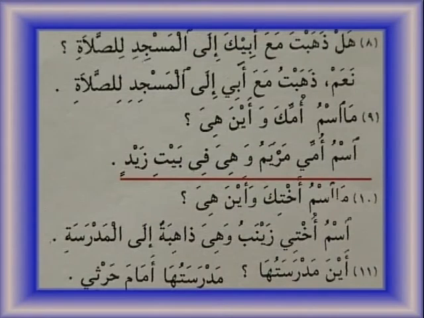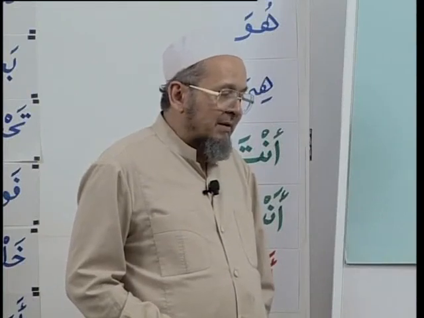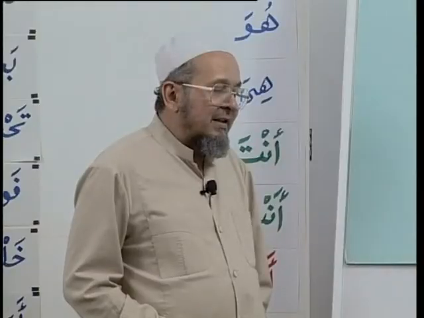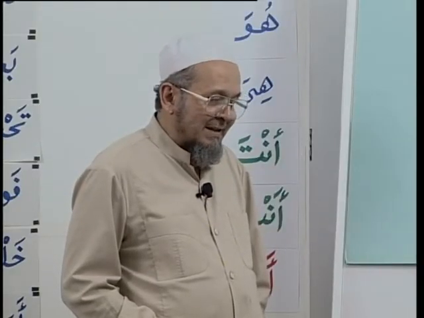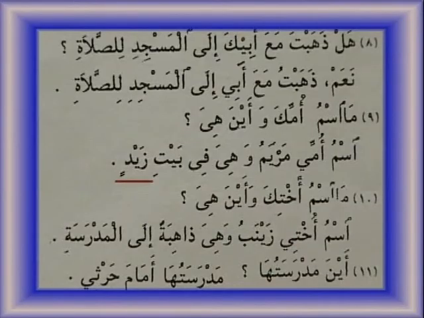Ismu ummi Maryamu wa hiya fi bayti Zayd. The name of my mother is Maryam and she is in the house of Zayd. Now please note here, we are using Maryamu, we are not using Maryamun, whereas we are using Zayd with tanween.